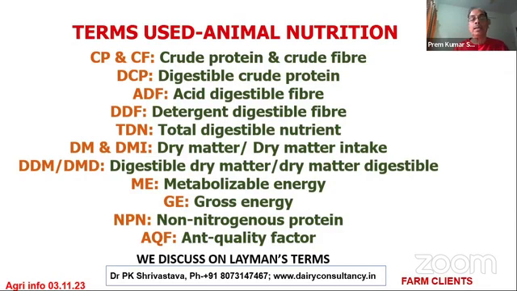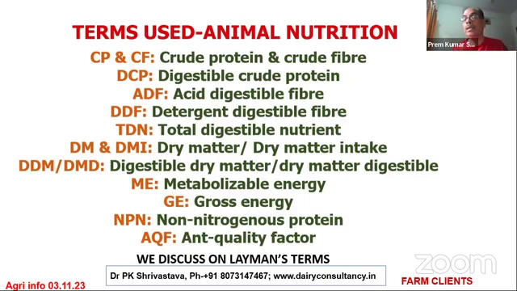Now the TDN, total digestible nutrients. Anything you are feeding, what is the total digestibility available inside these nutrients? The TDN decides whether the feed, the concentrate we are talking about, is best, bad, middle or mediocre.